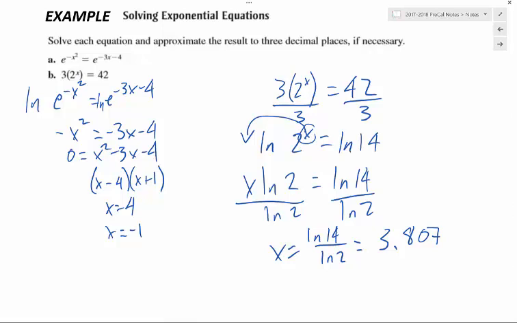Okay, so once again, I isolated the exponential. Then, because it was an exponential form, I took the log, or the natural log, of both sides. I could have also done just log of both sides. I would have gotten the same answer. From there, because I took the log of both sides, the inverse property applied, and it got rid of that for me, and I was good to go.